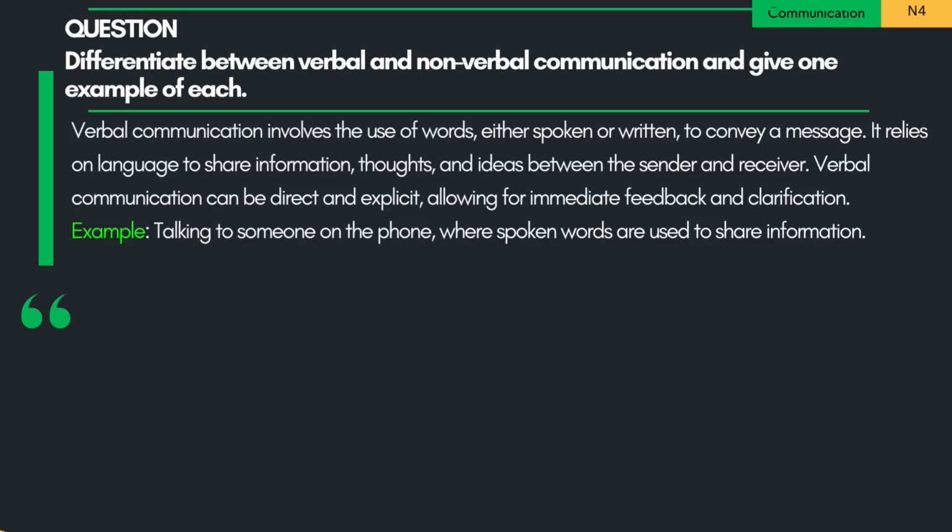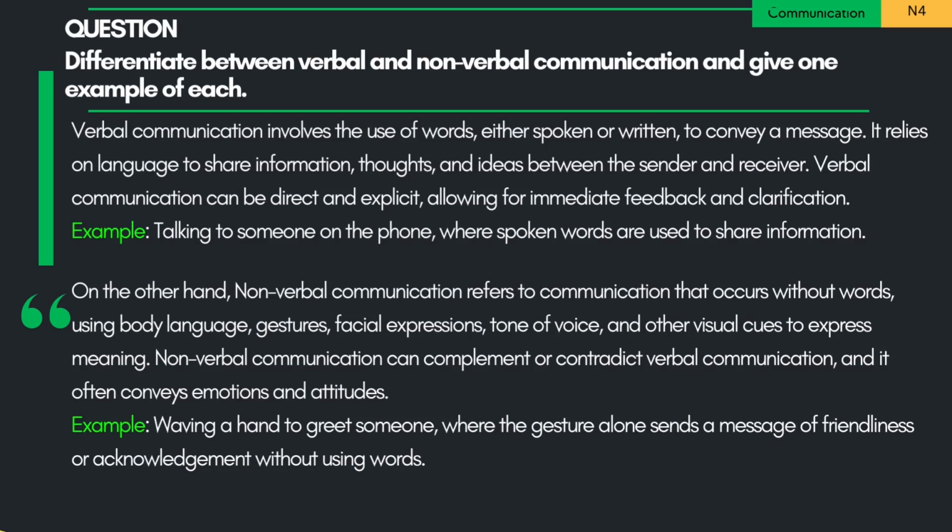It relies on language to share information, thoughts, and ideas between the sender and receiver. Verbal communication can be direct and explicit, allowing for immediate feedback and clarification. Example: talking to someone on the phone, where spoken words are used to share information.